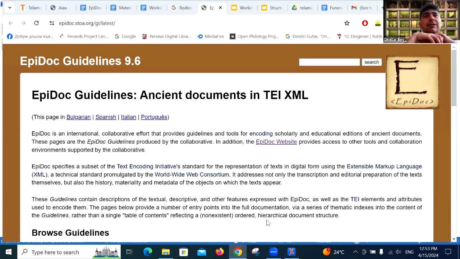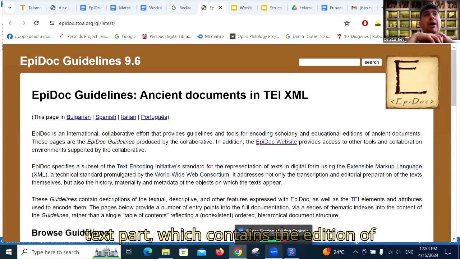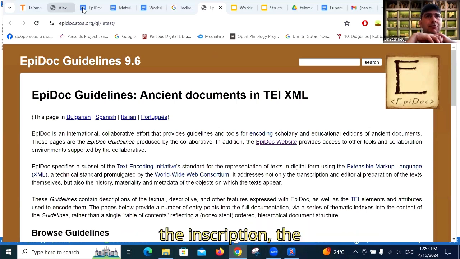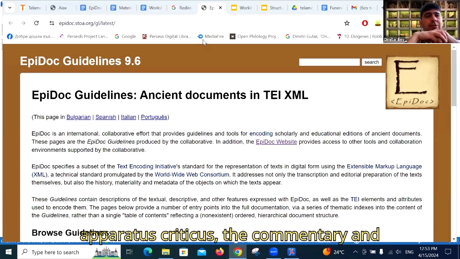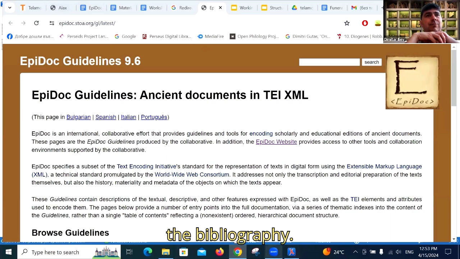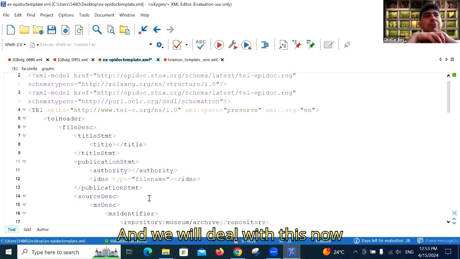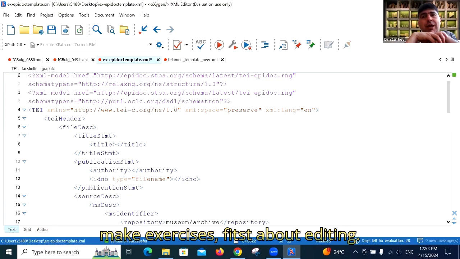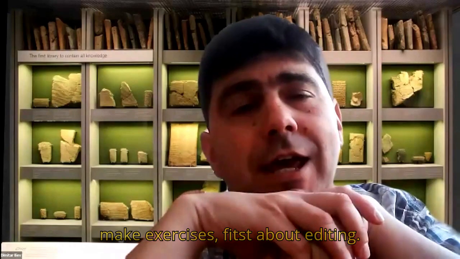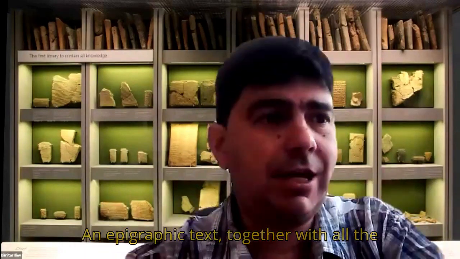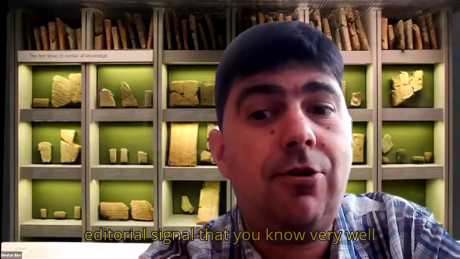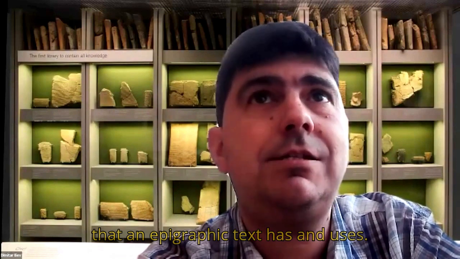And the text part, which contains the edition of the inscription, the apparatus criticus, the commentary, and the bibliography. And we will deal with this now, precisely with the edition of the inscription itself. And we will make exercises first about editing an epigraphic text, together with all the editorial sigla that you know very well that an epigraphic text has and uses.